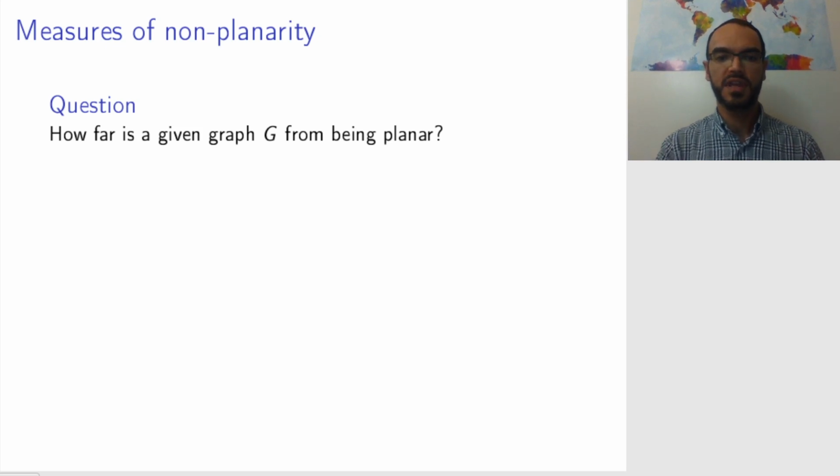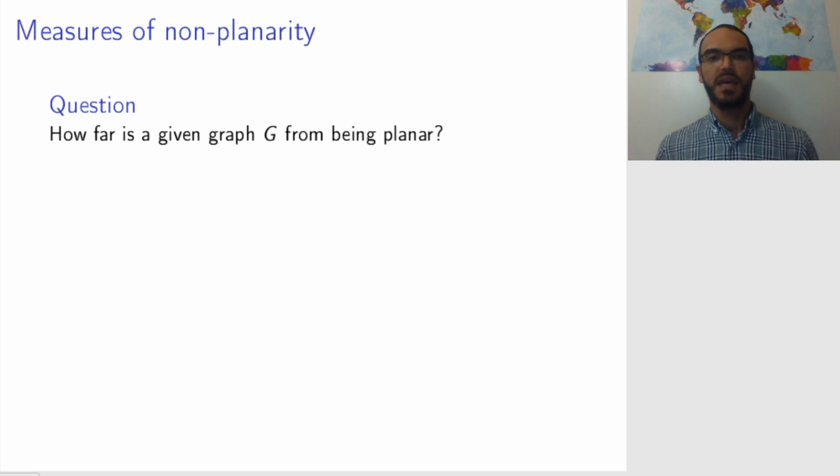Let us now look into a different question. So, if we had lived in a perfect world, we would have peace and harmony everywhere, everybody would be happy, and all graphs would be planar. Unfortunately, we don't live in a perfect world, so there are non-planar graphs, and we have to deal with them as well.